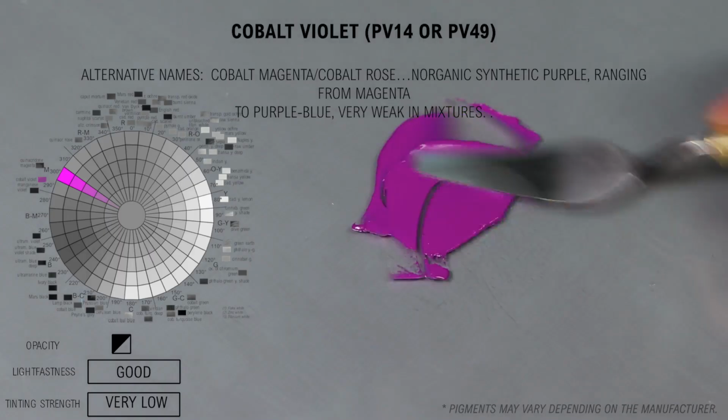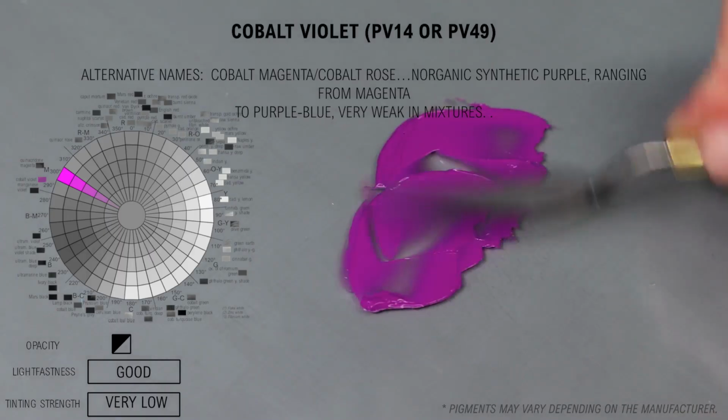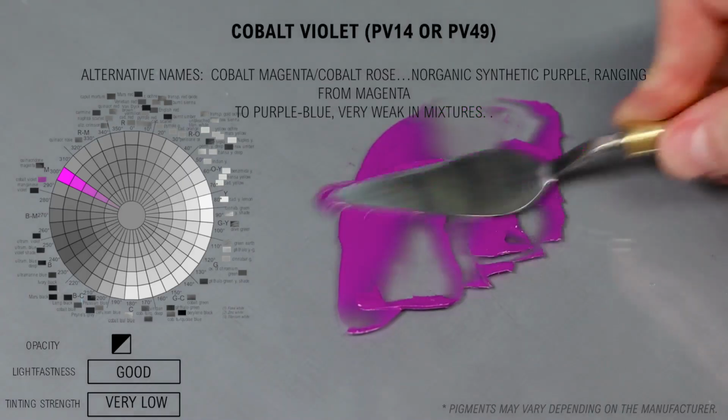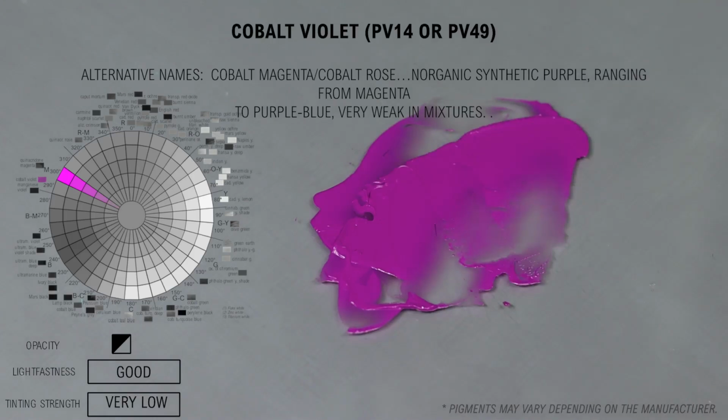Cobalt violet is an inorganic synthetic purple, ranging from magenta to purple blue. It is very weak in mixture. It's the opposite to phthalo green. It's probably one of the weakest pigments.